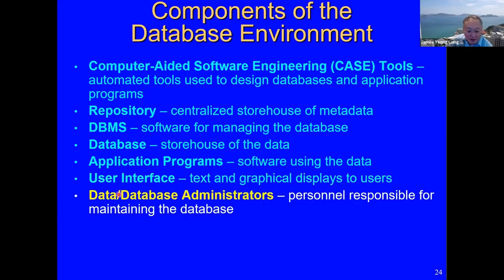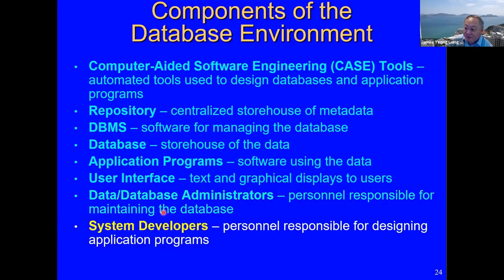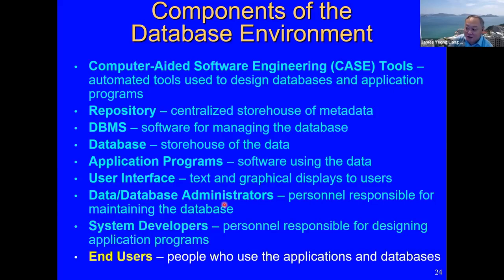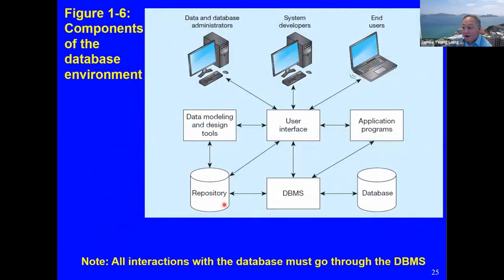Database administrator, D, B, and A. So database administrator, for short, we call it DBA. These are the highly technical personnel responsible for maintaining database systems. And system developers and programmers, these are the people responsible for designing and writing the application programs that will interface with the DBMS. End user, these are the people who actually use the database system after it has been created. Now, these 9 components can be put together in a diagram that looks like this.